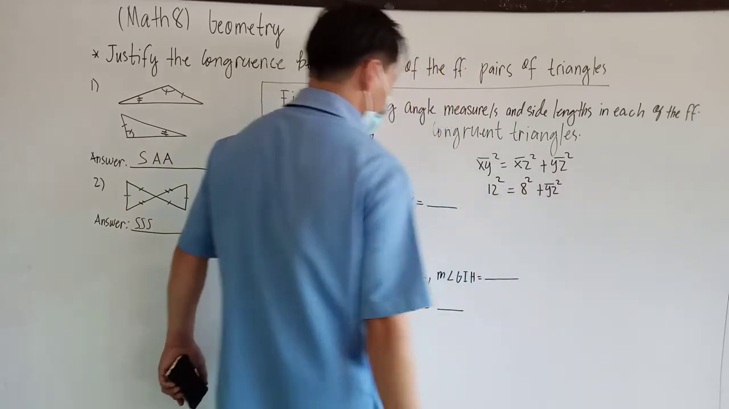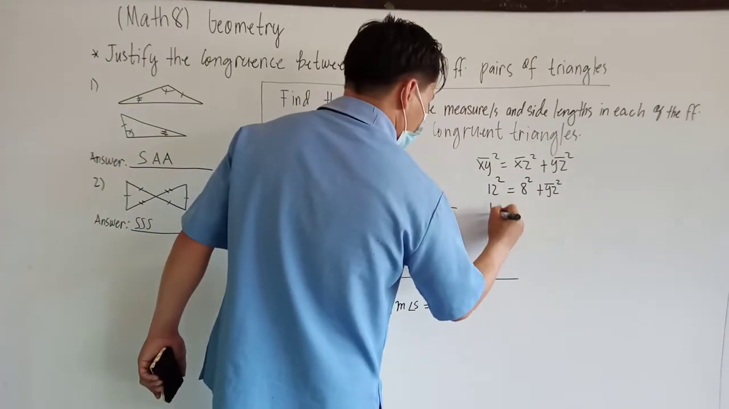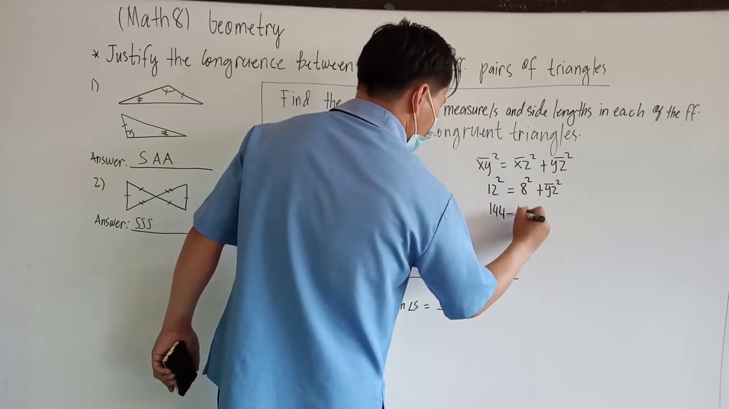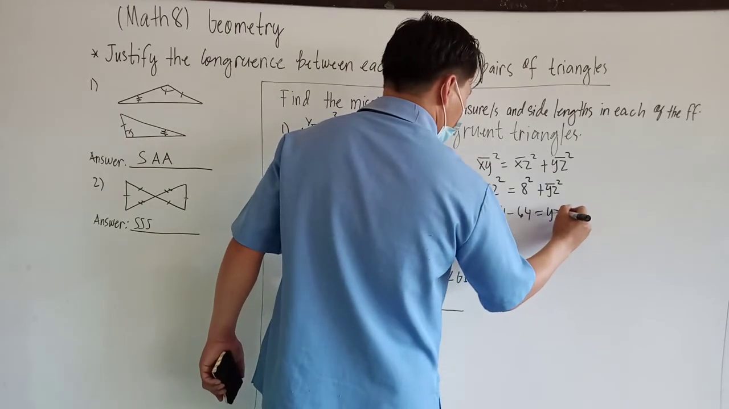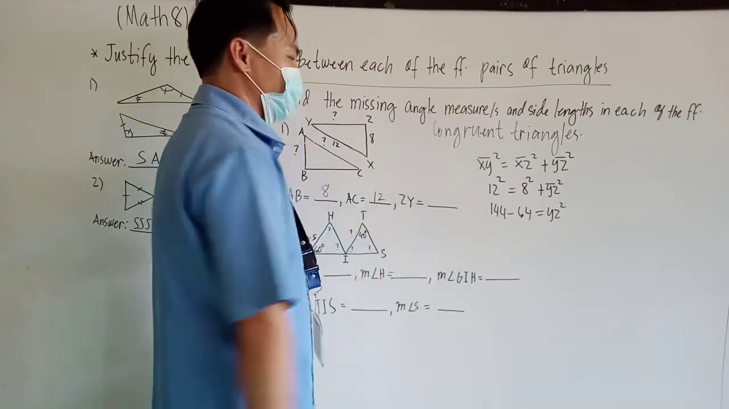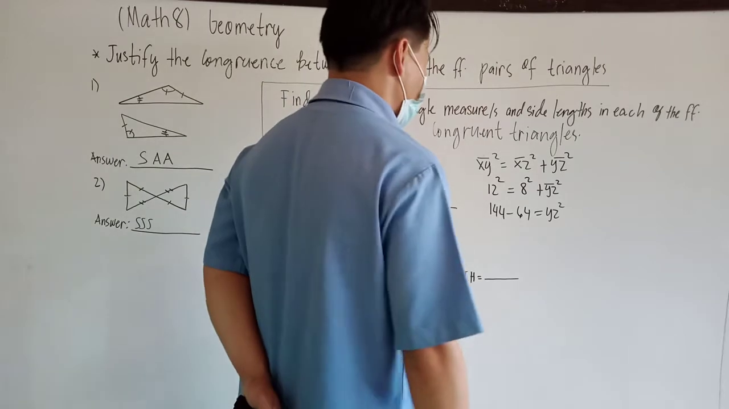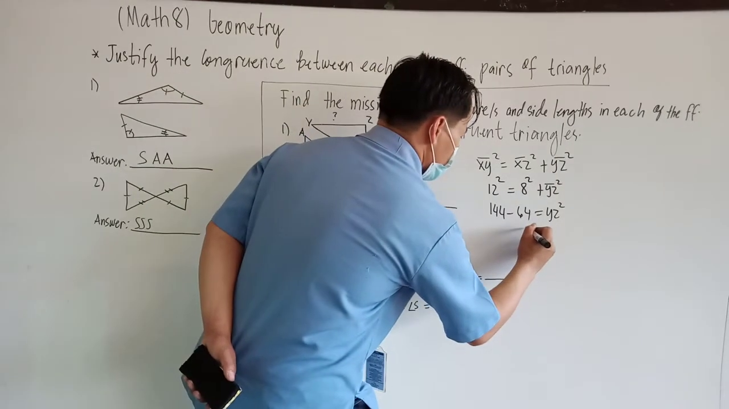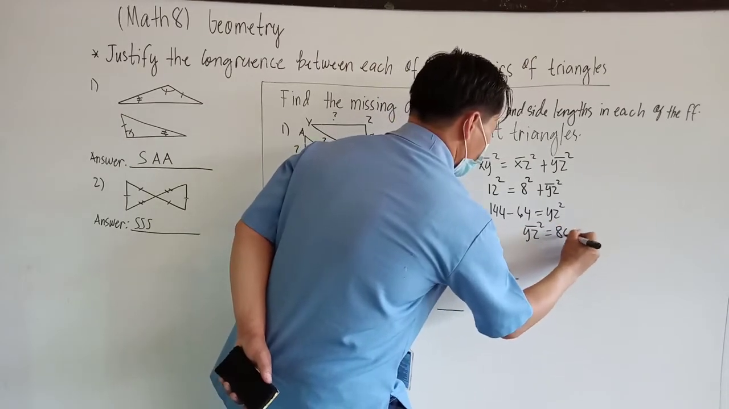Okay? So all we have to do is simplify. This will become 144 minus 8 squared, which is 64, and that is equal to YZ squared. YZ or ZY, they're just equivalent. So 144 minus 64, the answer is 80. So YZ squared is equal to 80.